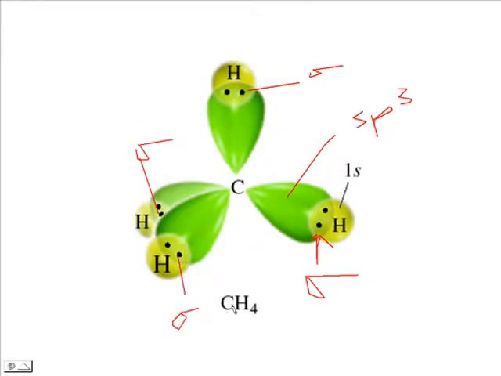Oftentimes in questions like on the homeworks and in the practice tests and on the final, we'll look at a molecule, draw its little structure, and simply count up how many sigma and pi bonds you would have in the molecule. And so here we have a molecule that has 4 sigma bonds.